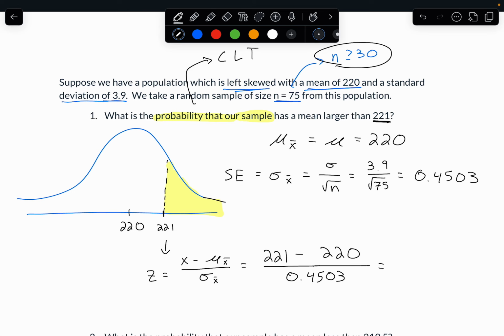0.4503. And the thing to remember is we get to use the normal distribution, which means we want a z-score. We really only need the first 2 decimal places. So 221 minus 220, and then divided by 0.4503, I ended up with a z-score of 2.22. And then at this point, we've seen these types of problems before. We would say, okay, let's go find the area to the right of z equals 2.22.